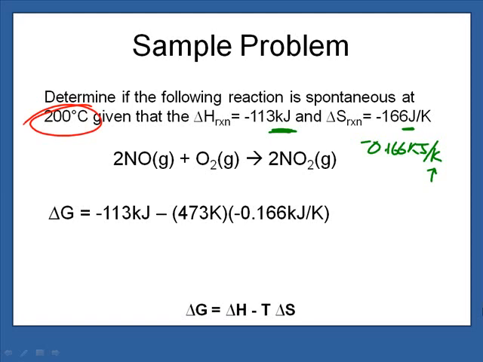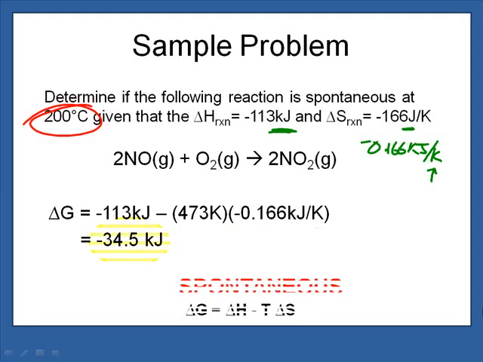Hopefully from gas laws you recall that we just add 273 to a Celsius temperature to give us a Kelvin temperature. So delta G is equal to delta H minus T delta S. We can plug in our delta H, subtract from that the temperature times our entropy value. And here we have negative 34.5 kilojoules. And what do we know about this? Negative means spontaneous. That's right.